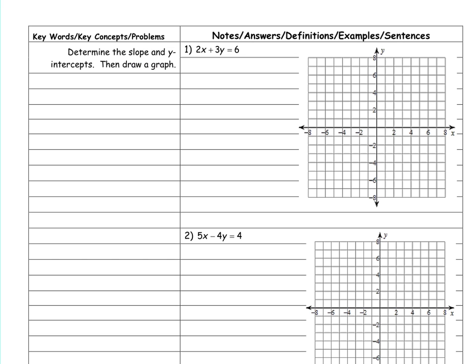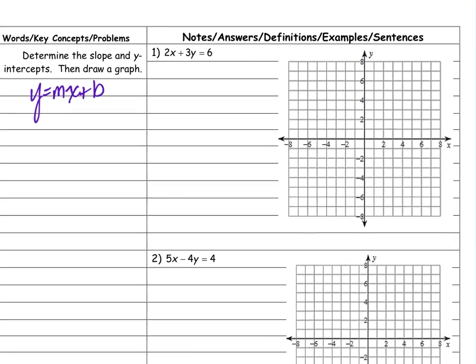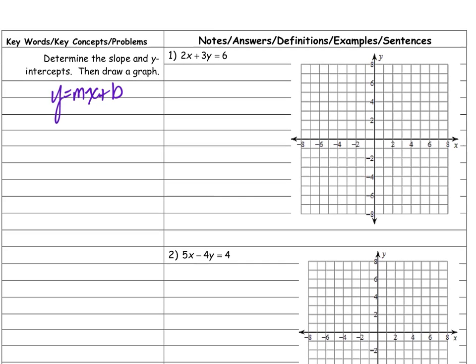Okay. So now we're going to determine the slope and the y-intercept and then graph it. So I want to put it in y equals mx plus b. So we're still talking about y equals mx plus b. I want to put it in that form, and then I'm going to graph the line, okay? So solve for y. We've kind of done that already a couple times today.